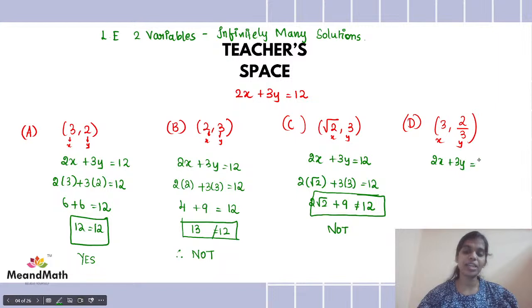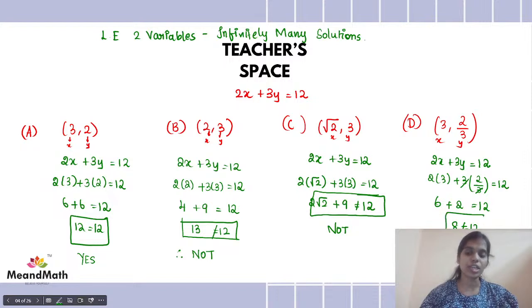2x plus 3y equal to 12. 2 times 3 plus 3 times 2 by 3 equal to 12. 6 plus 2 equal to 12. Is 8 equal to 12? No, 8 is not equal to 12. Therefore, it is not a solution of the specific equation. 2x plus 3y equal to 12 is satisfied only by (3, 2). So, the answer is (3, 2). Is it clear?